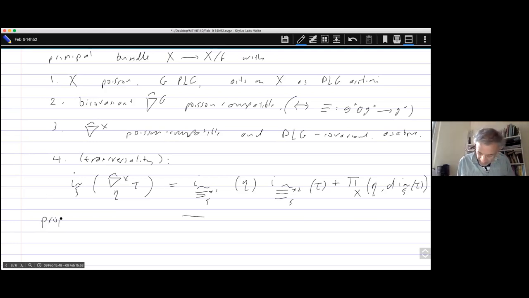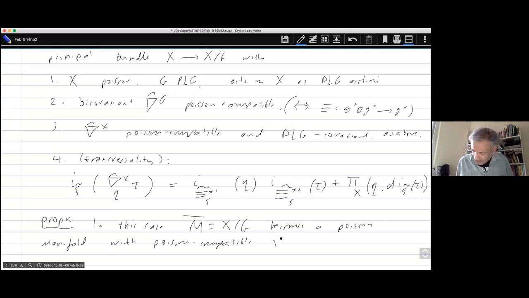What are the first properties of these Poisson principal bundles? So here's a small result. In this case, M, which is X mod G, becomes a Poisson manifold with a Poisson compatible nabla hat M. This is given by restriction, just as we restricted the calculus on P to get one on A, nabla hat X. So these conditions ensure that this gives you a well-defined Poisson compatible connection.